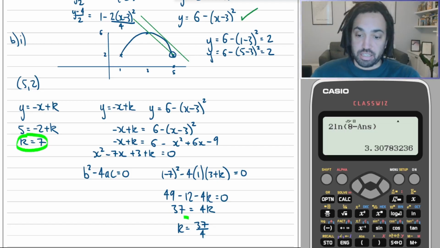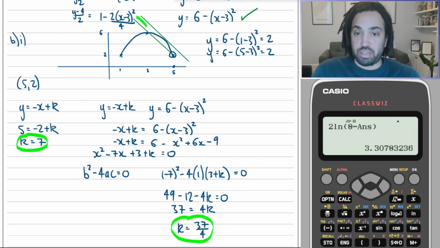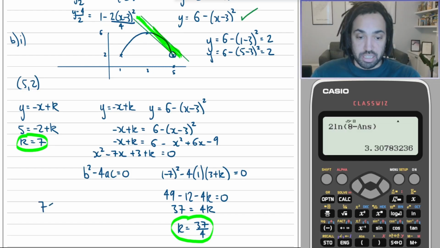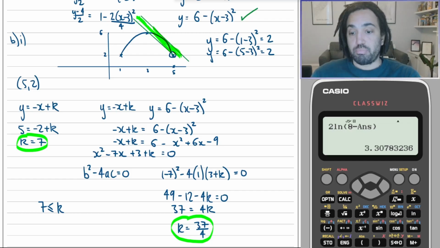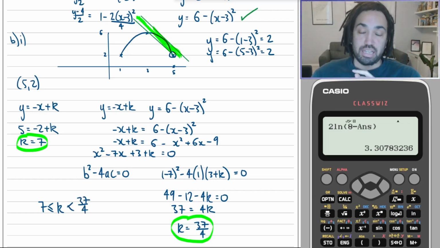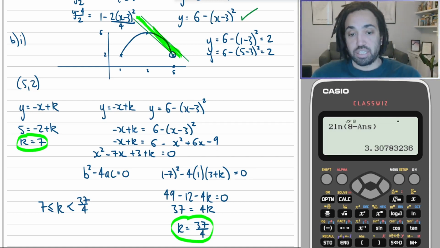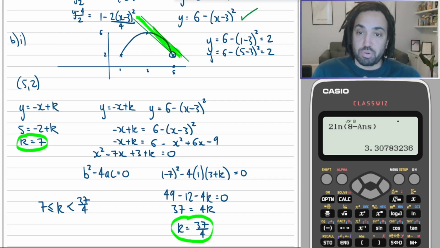Now, like I said, any line which is in between the two green lines is going to be good. So therefore, our k value is bounded in between those two. And then the final thing to note is that k can equal 7, but it can't equal 37 over 4, because when k is 37 over 4, remember it's tangent, which means there's only one intersection. So we need all the k values less than that, because those ones are the ones that definitely will cut through twice.